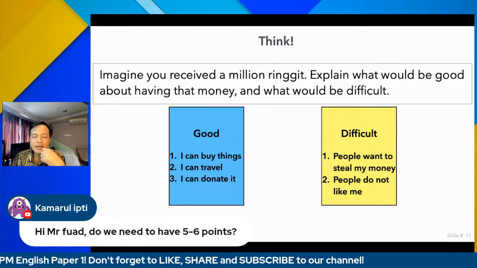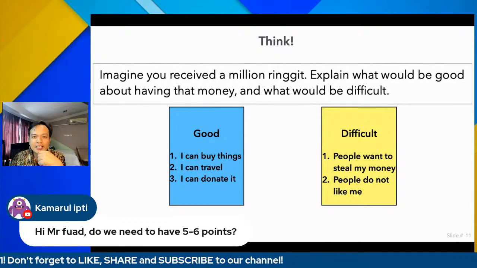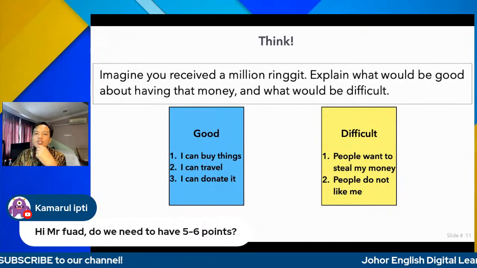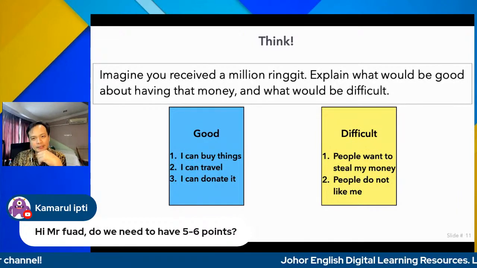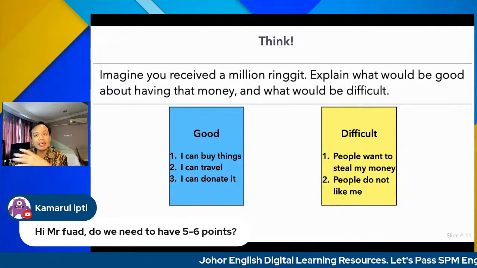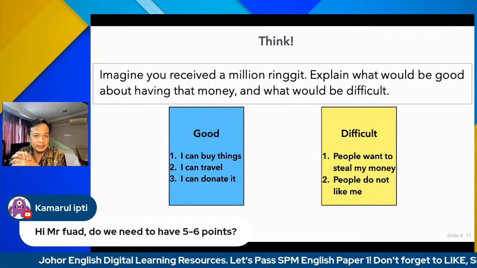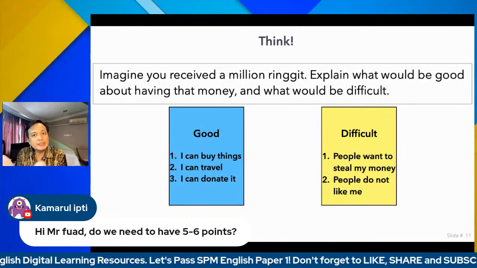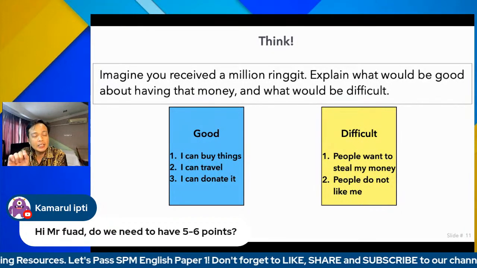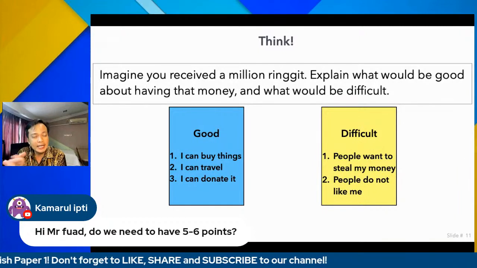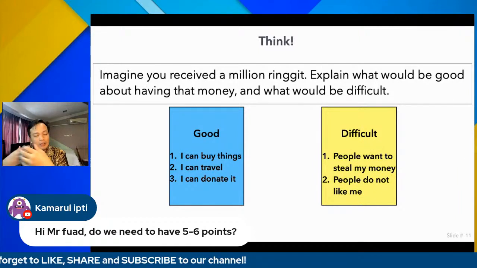Hi Mr. Fuad. Thank you, Mr. Kamarul. Mr. Fuad, do we need to have 5 to 6 points? Well, you do not need to have 5 to 6 points. But I would say that if you have more points, then it would be much better. Lagi banyak, lagi bagus. However, you need to select. You kena pilih point mana yang paling senang untuk ditulis, and that is the one that you need to write.